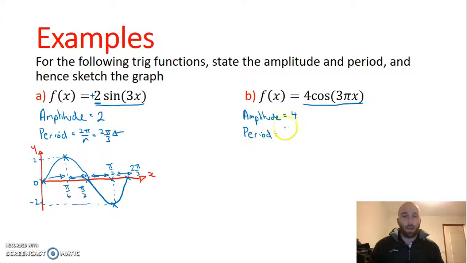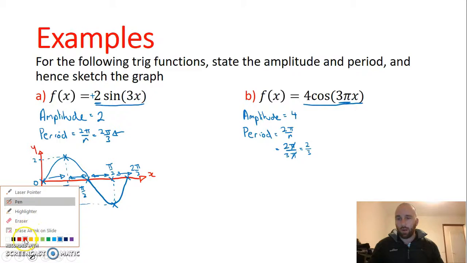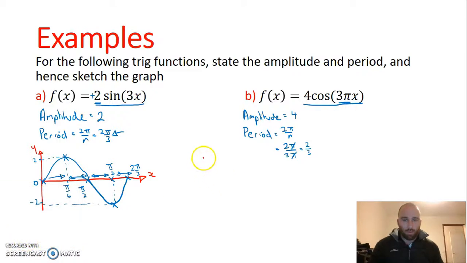So I've got period is 2 pi over n. 2 pi on n, so 2 pi. Our value of n is 3 pi. Those pi's cancel out, and we're left with a period of 2 over 3. So it's going to make it really easy to draw. I'm going to go back to my red pen and draw another plane. I'm just going to do a little bit to the left.